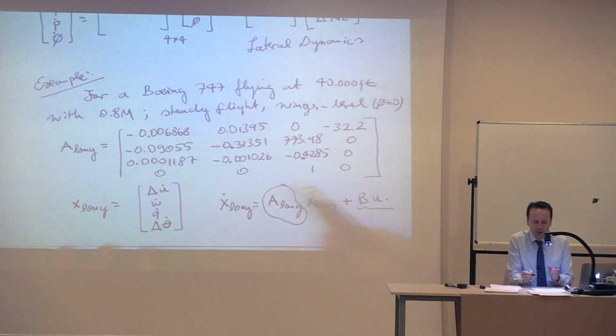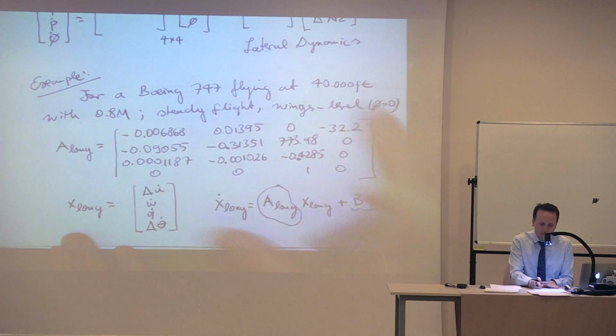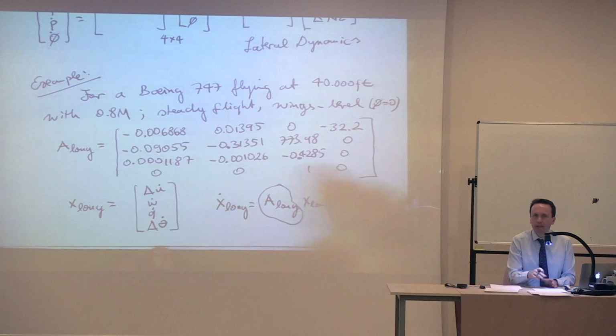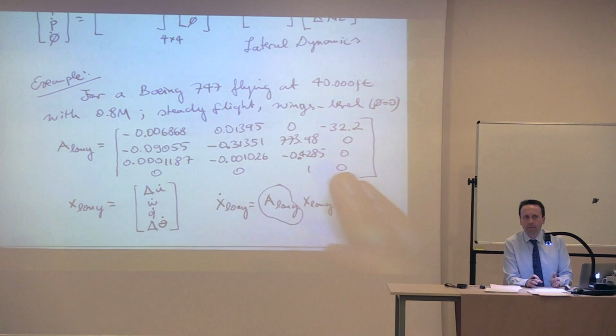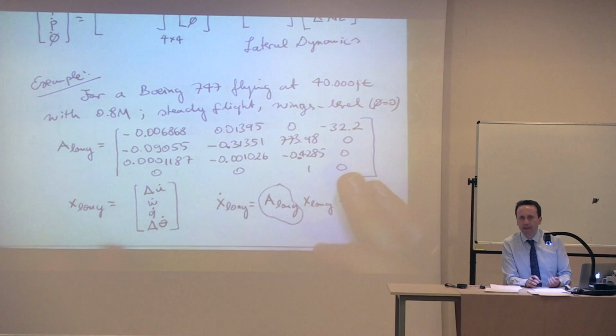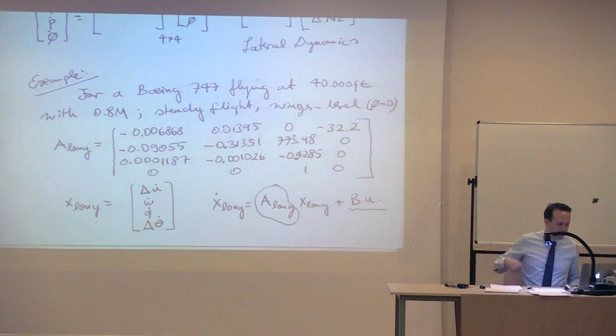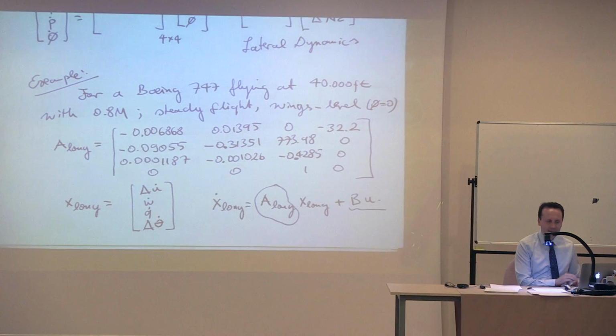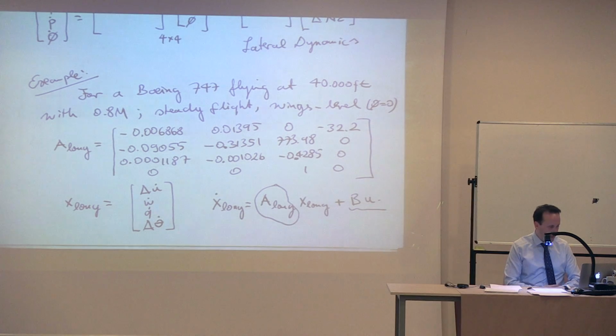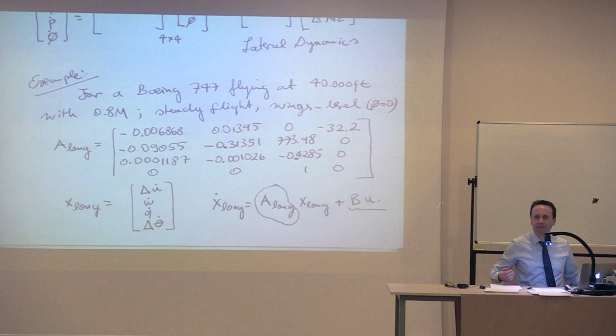So all we need to do, in order to look at the stability of this aircraft at this flight condition, is look at the eigenvalues and then comment on the eigenvalues, right? So who's going to calculate the eigenvalues? Someone needs to calculate the eigenvalues now. It's a 4x4. Calculating eigenvalues is not that straightforward, right?